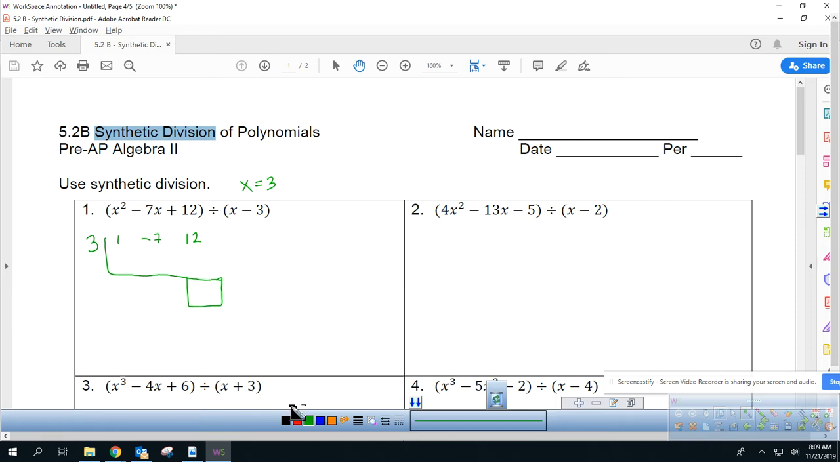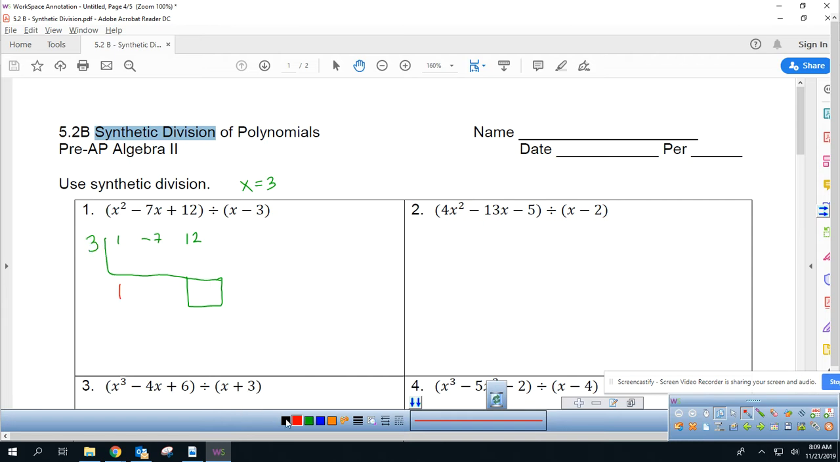Okay, to do synthetic division, what we do is we bring down the first term, whatever this digit is right here. We're just going to bring that down, and all our answers are going to be written down here on the bottom. We bring that down and put a 1. Whatever this is, that's what you write down. If it's a 5, you put a 5, etc.